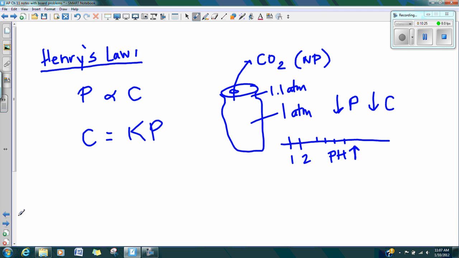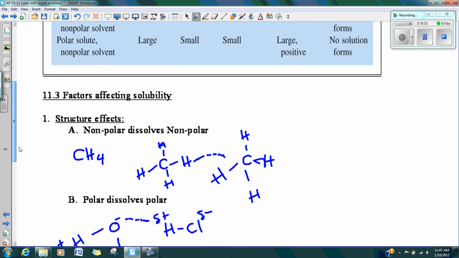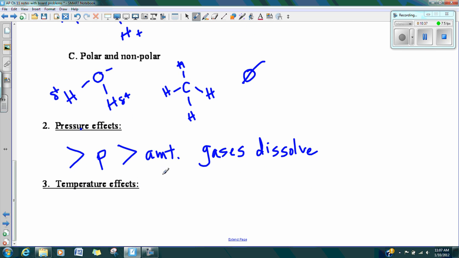Okay, so pressure does affect solubility. And then the last thing that we had on this page was temperature. Well, if pressure is greatly affecting gases and that's affecting solubility, you should be thinking that temperature is going to do the same, because temperature and pressure are both greatly affected by gases.